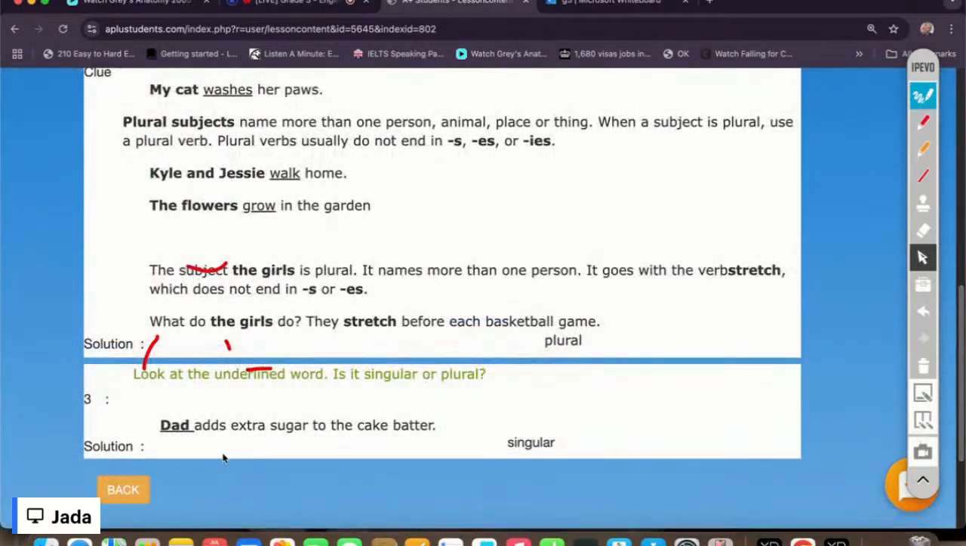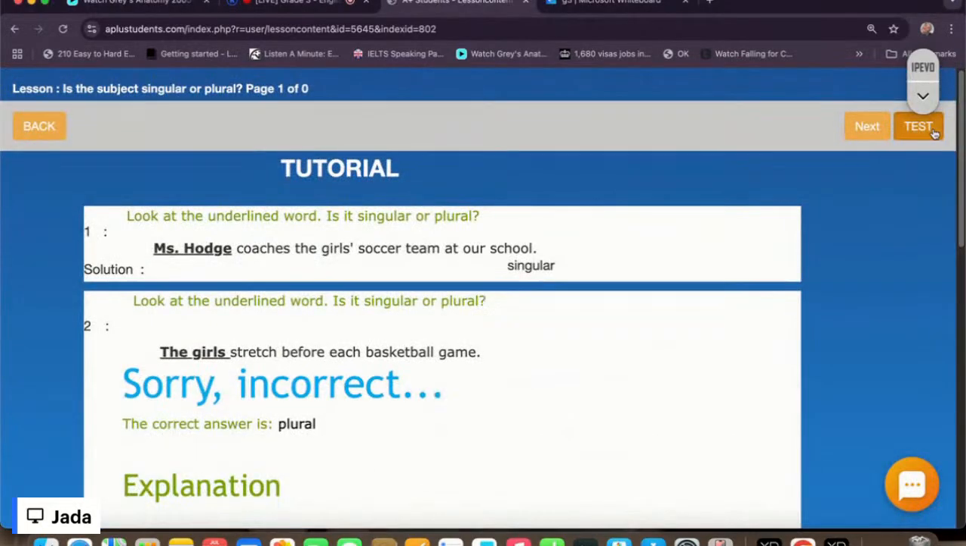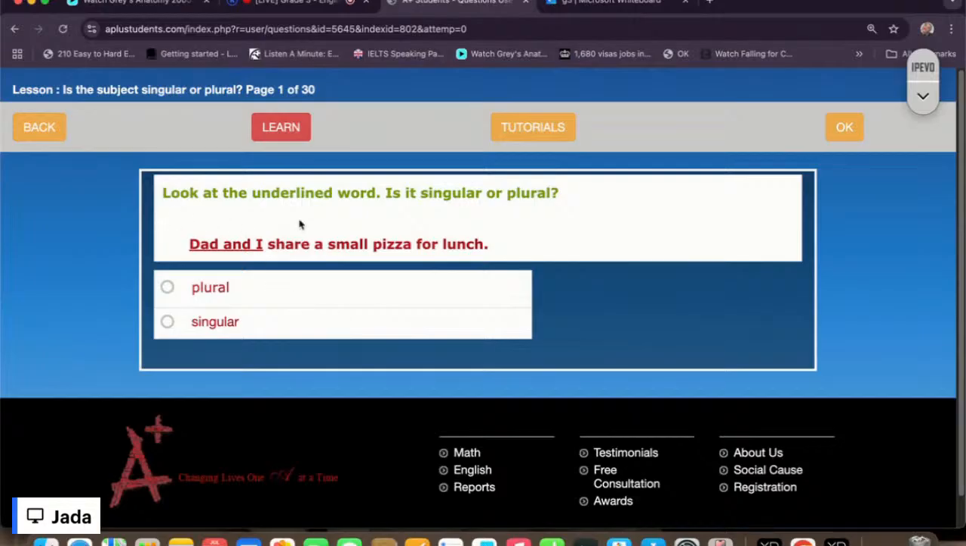Okay. "Dad adds extra sugar to the cake batter." Now that is what? Singular. Okay? All right, let's go on to the test. You share your answers with me if you know them. Look at the underlined word. Is it singular or plural? "Dad and I share a small pizza for lunch." Is it plural or singular?